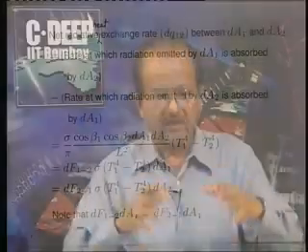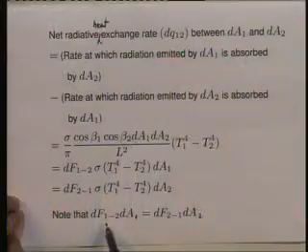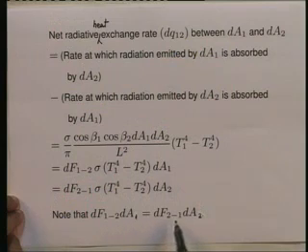dF1 to 2 stands for the fraction of radiation emitted from dA1 which goes towards dA2 and is absorbed by dA2 in this case, because dA2 is black. dF2 to 1 similarly is the fraction of the radiation emitted from 2 which goes towards dA1. So, note from the definition that dF1 to 2 dA1 is equal to dF2 to 1 dA2, keep that in mind.